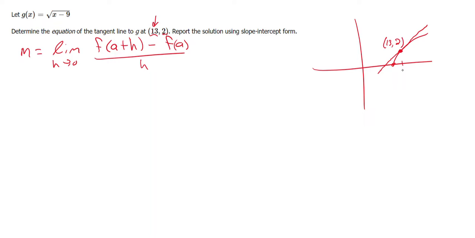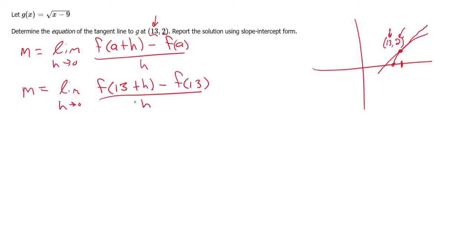All right, so in this case, our a value is going to be really just our x value. So that's 13. And then our f of a, well, that's going to be 2. So let's fill this in. So we've got our slope is going to be the limit as h approaches 0 of f of 13 plus h, that's my a value, 13 plus h, minus f of 13. But on the next line down, I know that's going to be 2, so over h, which is equal to the limit as h approaches 0 of.